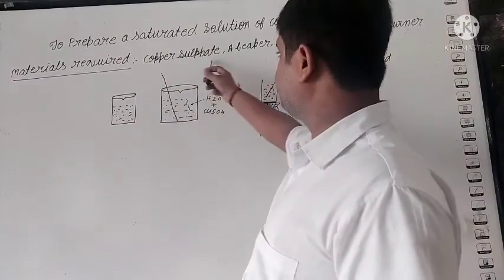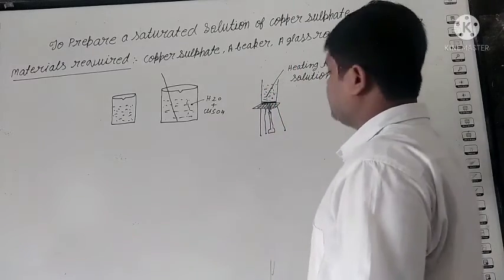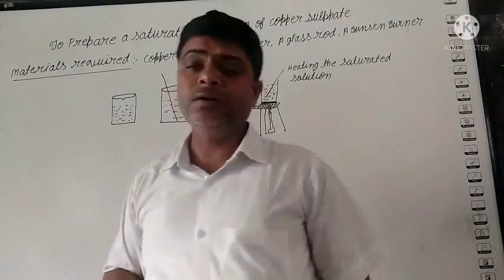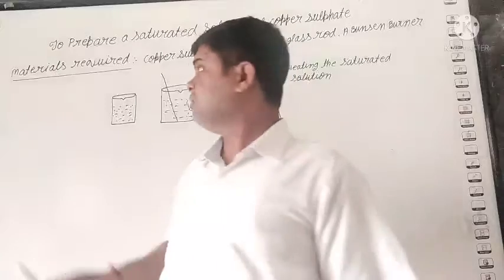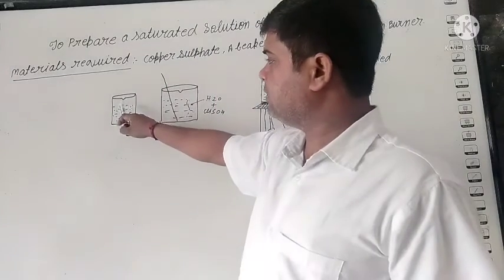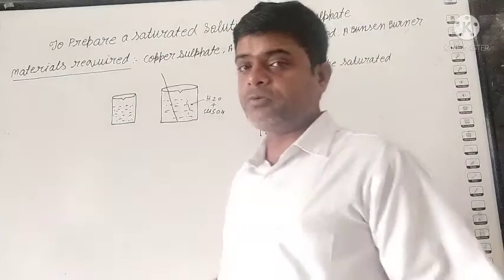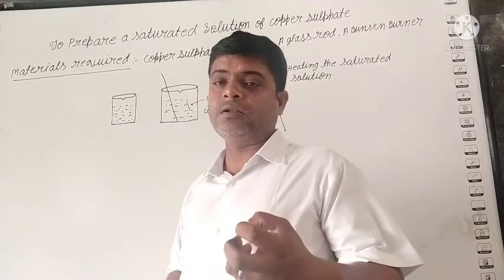First we need copper sulfate, a beaker, a glass rod, and a Bunsen burner. Okay, student? After that, first you take a beaker and fill it with water.